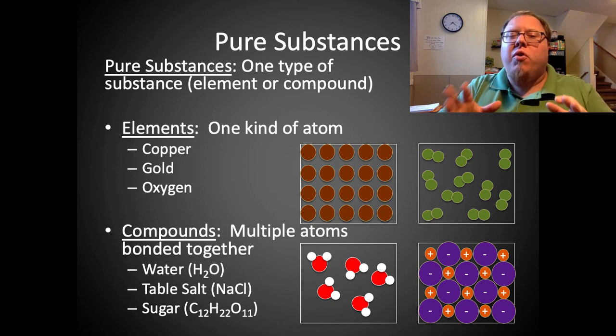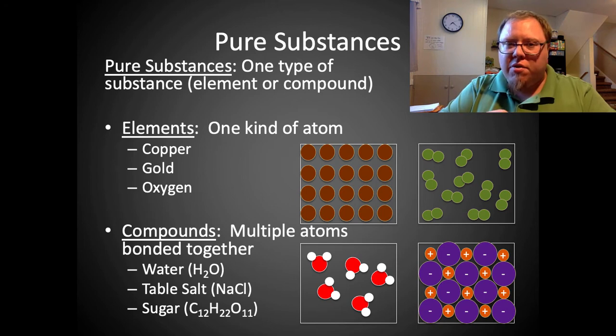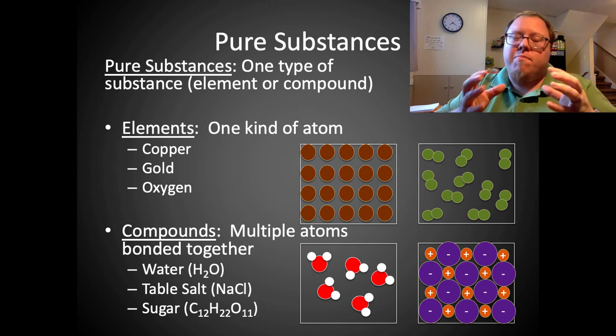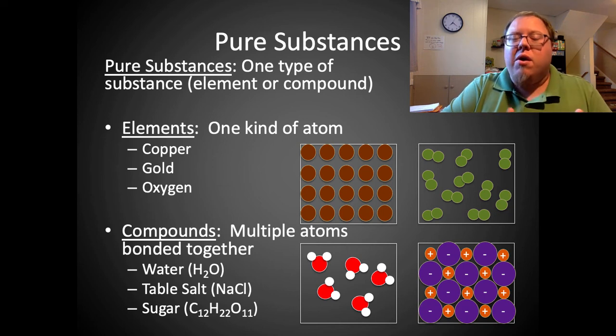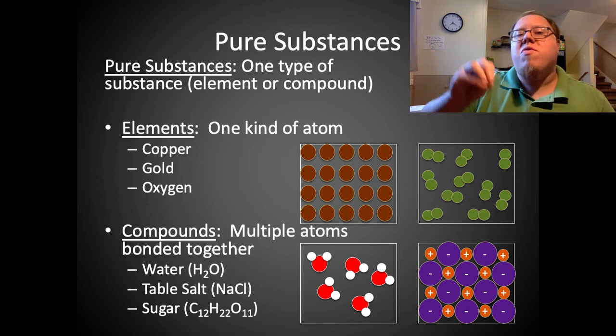So a compound has multiple atoms bonded together, okay? But it's one substance. It's a new substance. And so when we have a pure compound, we have this compound, and all of the things in there are that compound.